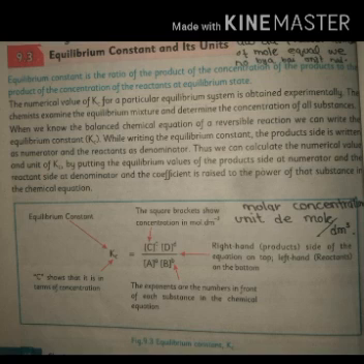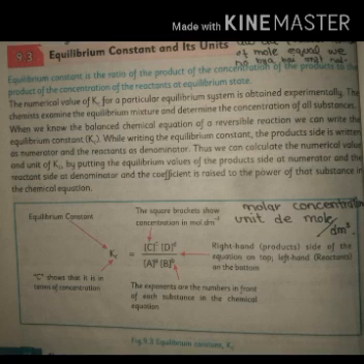The numerical value of Kc, means equilibrium constant, for a particular equilibrium system is obtained experimentally. The chemist identifies the equilibrium mixture and also determines the concentration of all the substances. When we know the balanced chemical equation of a reversible reaction, we can write the equilibrium constant too. Equilibrium constant is denoted by Kc.